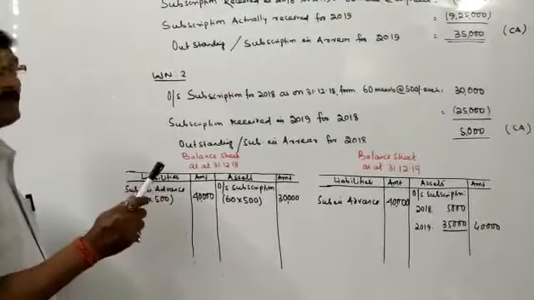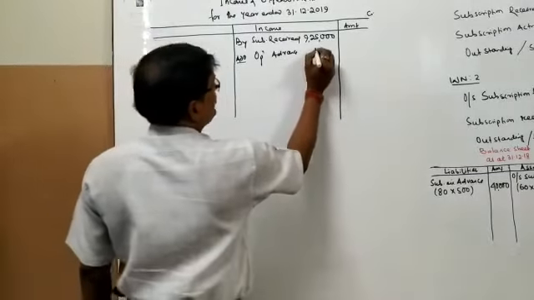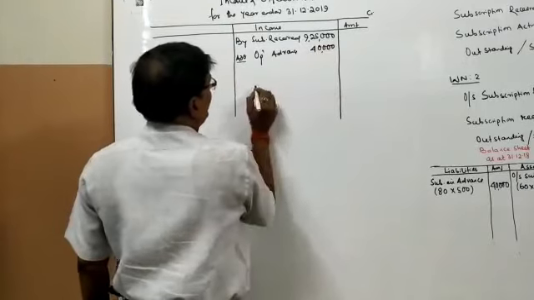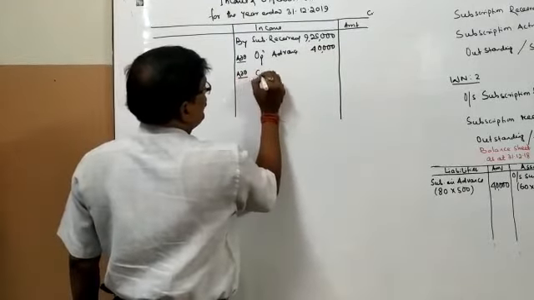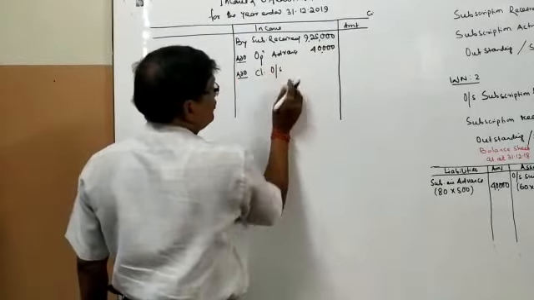How much rupees have we received? 9,25,000 rupees, as per the receipts and payments account. To this you will add the advance at the beginning, the opening advance, which we received last year for this year. Opening advance was 40,000 rupees. Then you will add the closing outstanding for the current year, which we had not received and had calculated. Look carefully, at the end we have written 35,000 rupees, right?